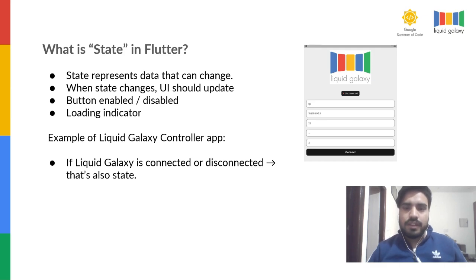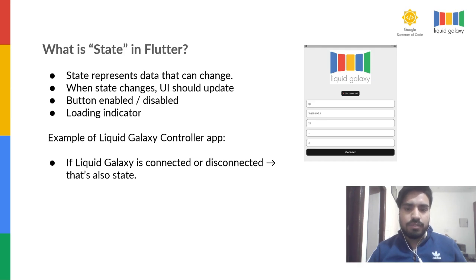As you see in the image of the settings page, in this page I have a text field, a connect button and a disconnect indicator. Now all these widgets have some state and it represents some kind of information on the page. The disconnect indicator shows that this application is currently disconnected from the Liquid Galaxy rigs.